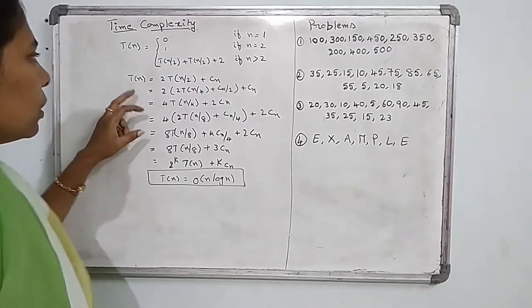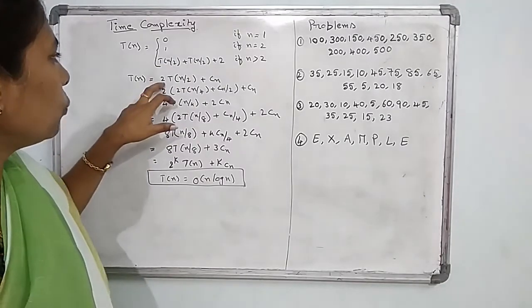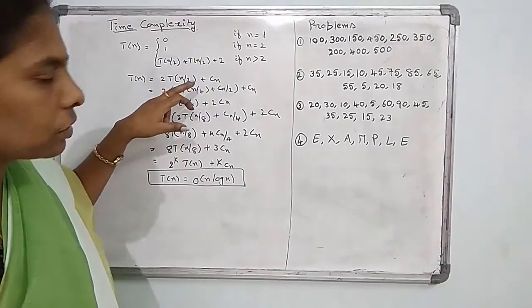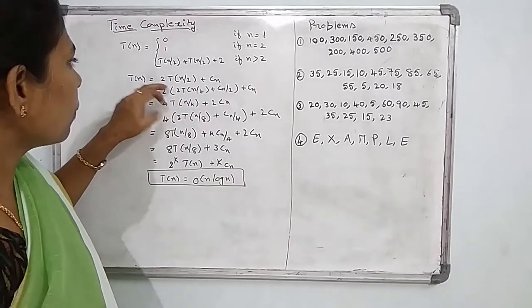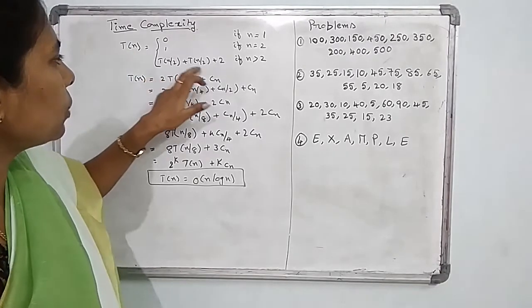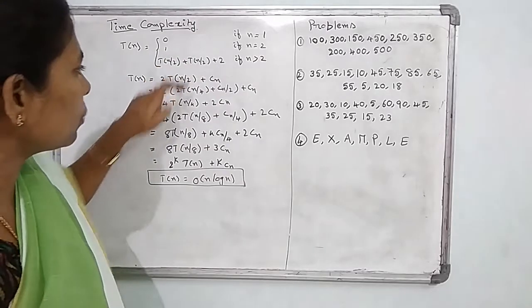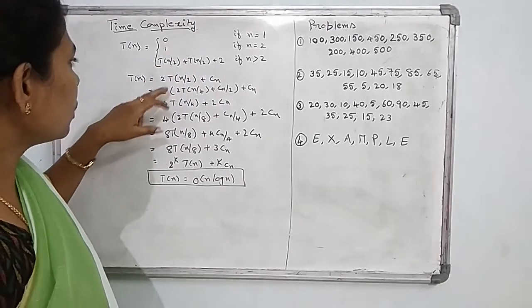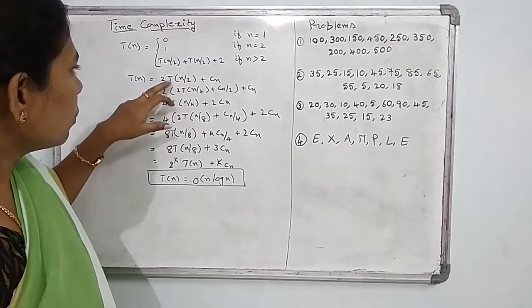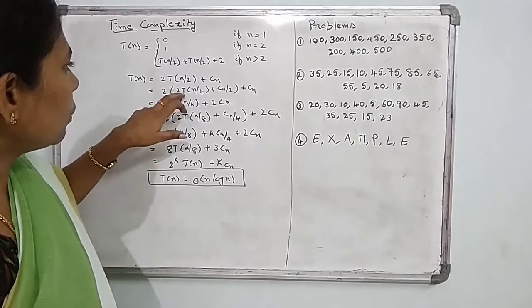So if you want to calculate this, T(n) equals 2 times T(n/2) plus cn. This is the equation for calculating the complexity. T(n/2) means T(n) equals T(n/2) plus T(n/2) plus 2. You can substitute this process into this one. So in that case, T(n/2) can be divided again, giving 2 times T(n/2).